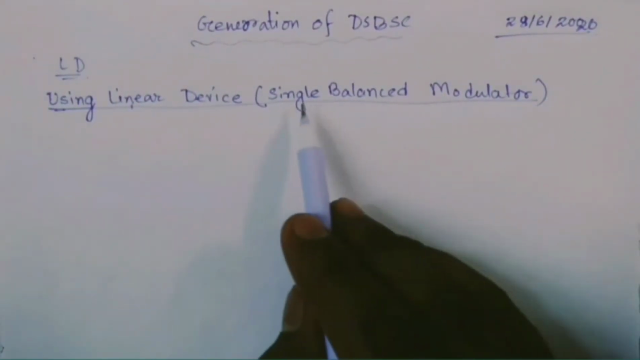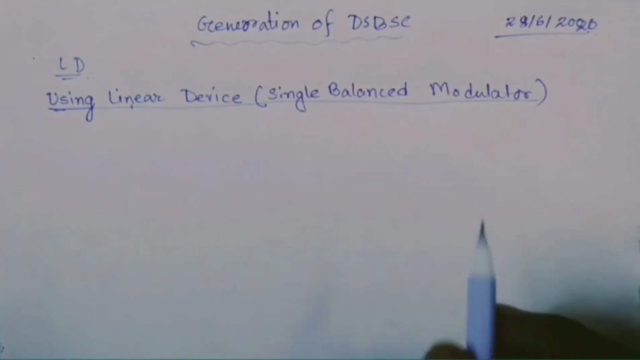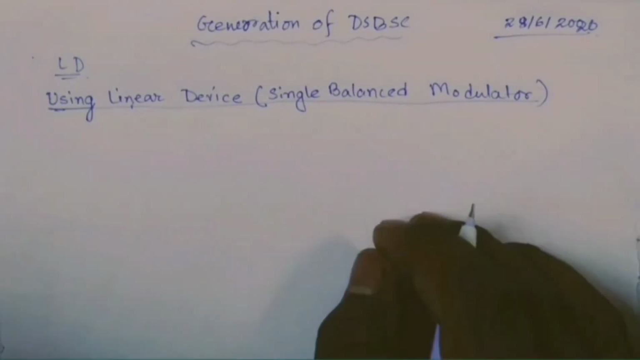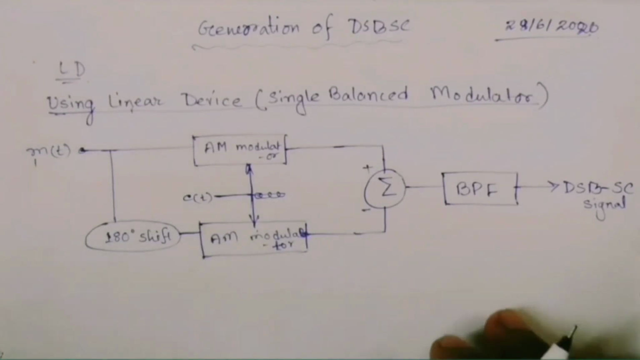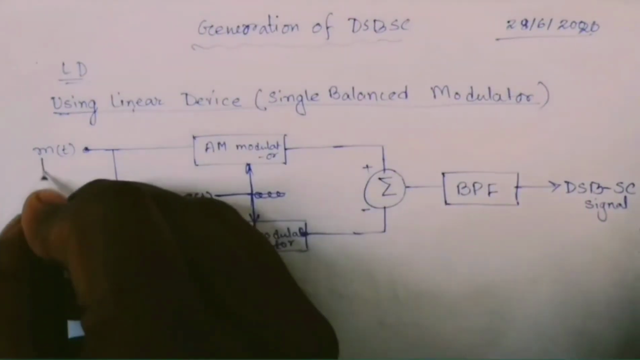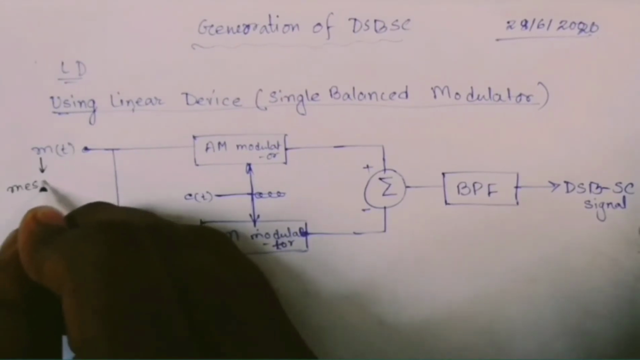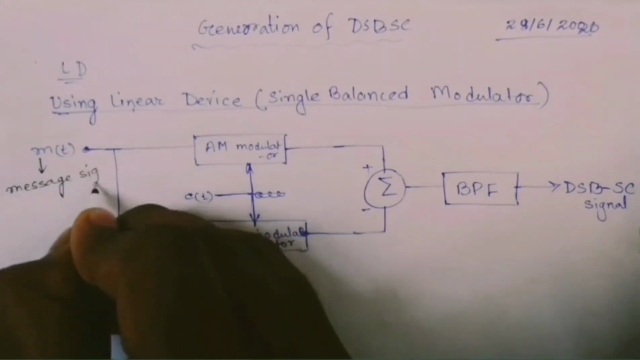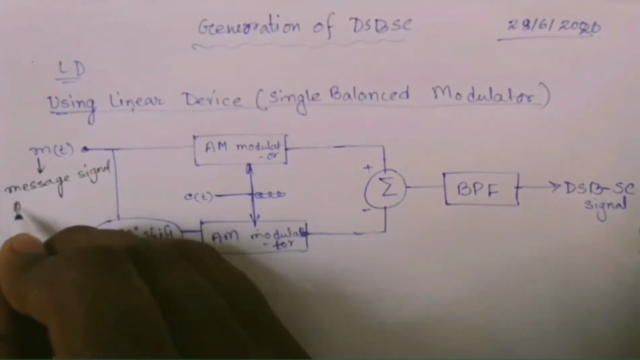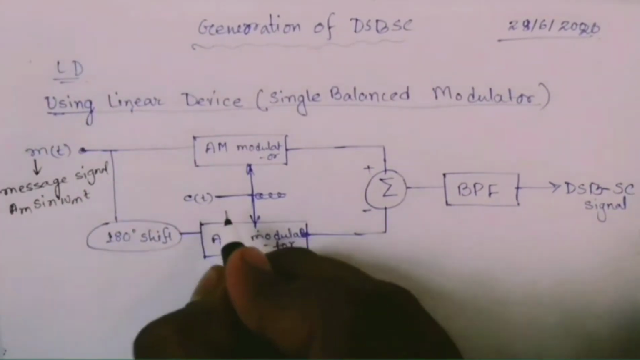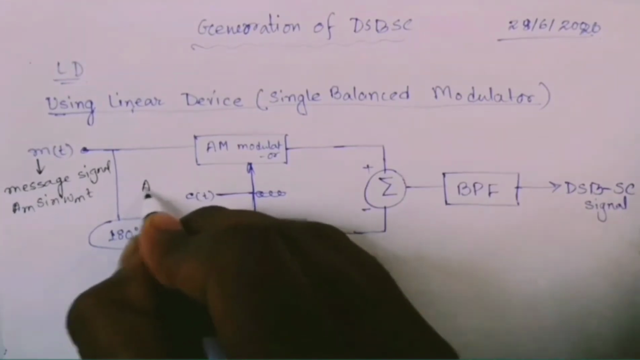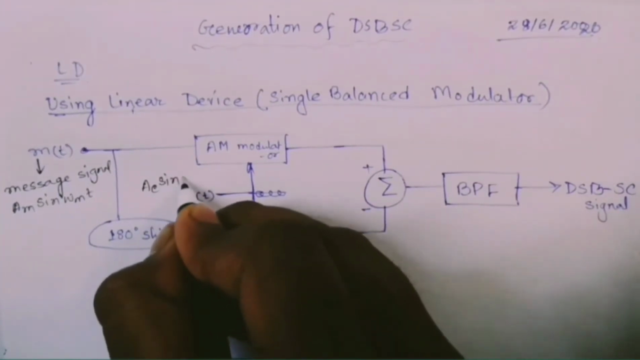The reason we are calling this single balanced modulator will be discussed in the later parts. First, let us discuss the process. This is the general block diagram of this method. m(t) is the message signal, which is given by Am sin omega m t, and c(t) is the carrier signal given by Ac sin omega c t.